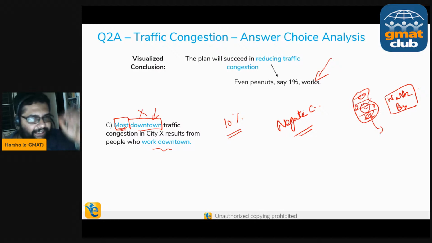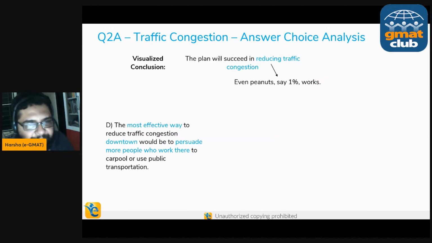Now let's go to option D. I think option C is clear. If there's something still not clear, let me know. I'll help you out. Option D is one of the easier choices to reject.